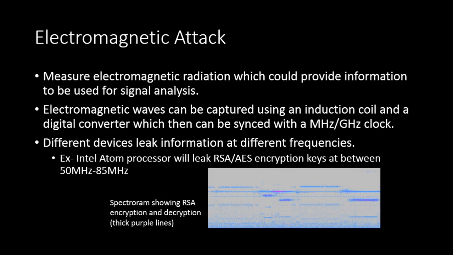And here in the picture down here, you can see the purple lines are when the most electromagnetic radiation is coming off, and that's going to show us some information about the algorithms. And for example, the Intel Atom processor apparently will leak RSA and AES encryption keys at between 50 megahertz to 85 megahertz.